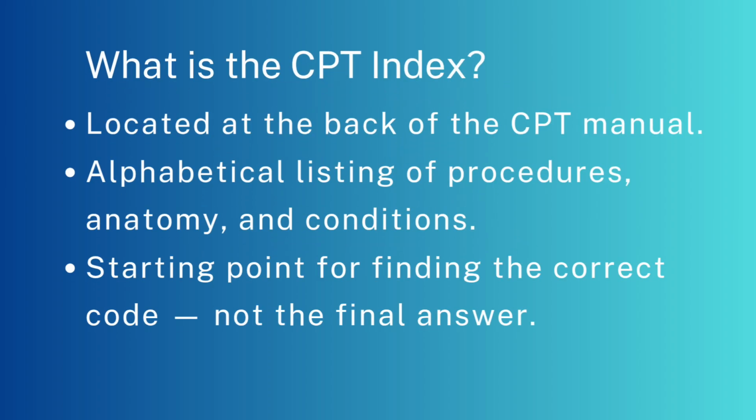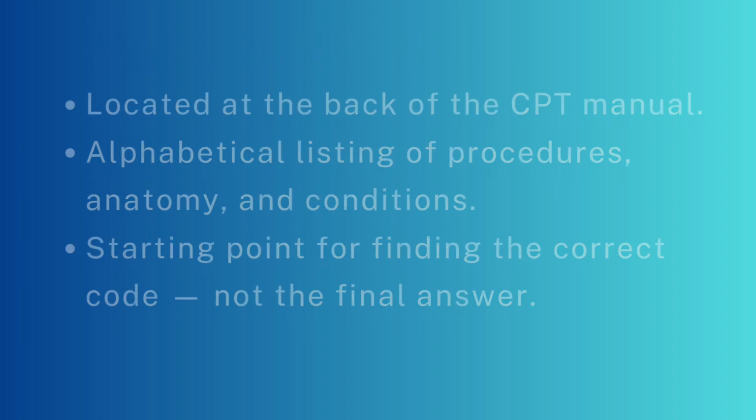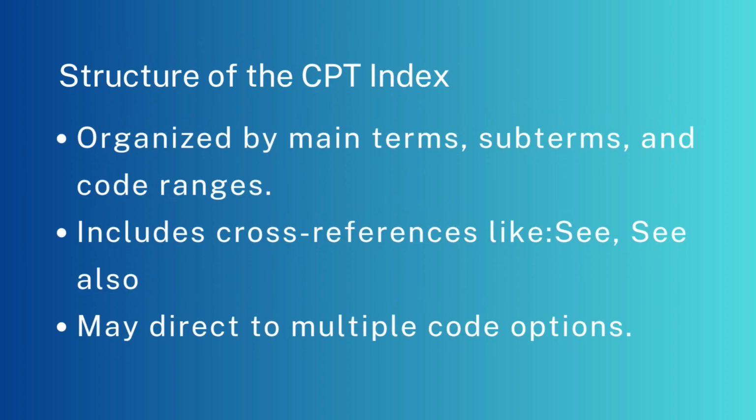The CPT Index is found at the back of your CPT Manual. It's the starting point for locating codes, not a final answer. Just like the index in a textbook, it helps you find where a code may be located, based on keywords, anatomy, procedures, or conditions. The index is organized alphabetically and includes main terms, like repair, fracture, or excision.